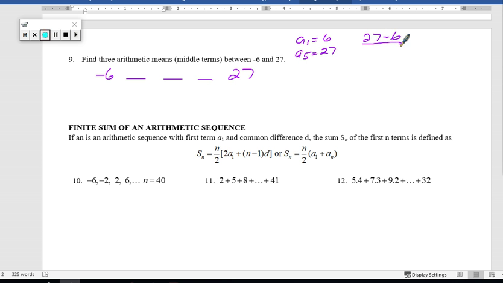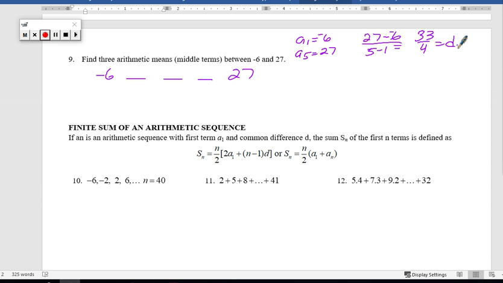27 minus negative 6, that should have been a negative there, all over 5 minus 1. That's going to get us 33 over 4 for our common difference.